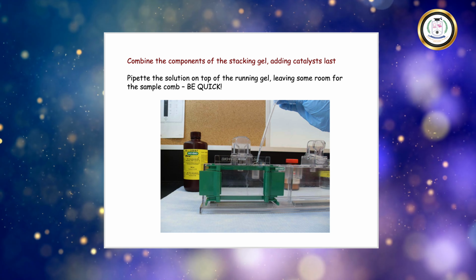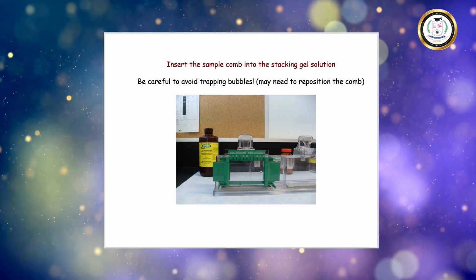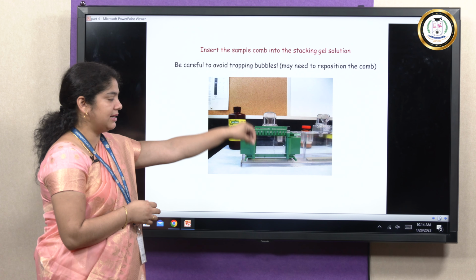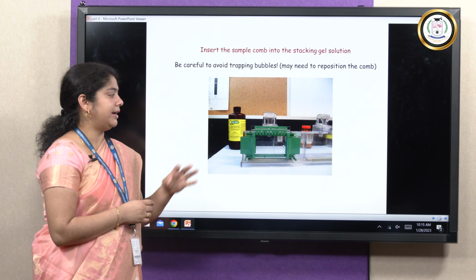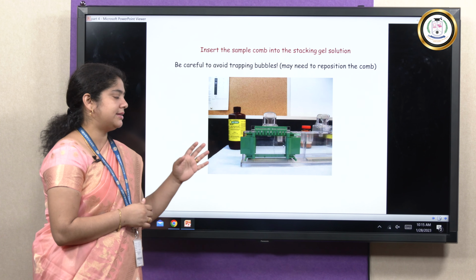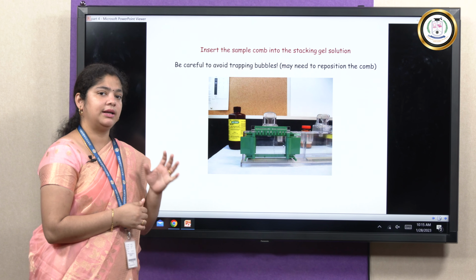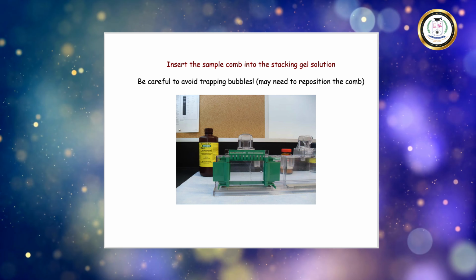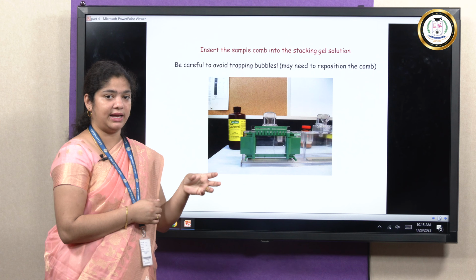Once we have poured the stacking gel buffer, we need to place the comb. The comb can be a 12 well comb or a 10 well comb depending on the apparatus. Once we place the comb, we let it set for around 10 to 15 minutes to polymerize. Since the stacking gel is a very low percentage, like 4 to 5% gel, it is very delicate. So in order to remove the comb from the gel, we have to ensure there are no bubbles or breakage in the gel.